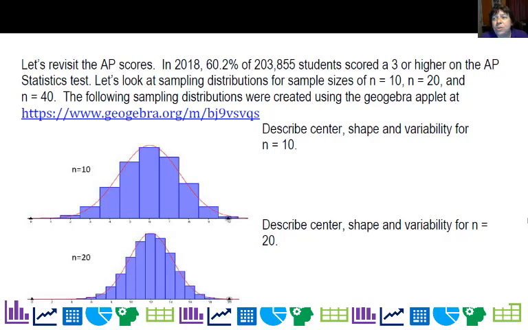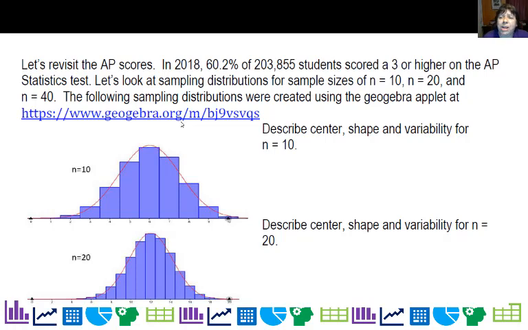So what I'm going to do is pretend like we're going to sample from this population and look at what percentage we would expect to say that they scored a 3 or higher, which is technically passing the AP test. So we'll look at how it would behave for samples of 10, 20, and 40. And if you go to this applet that I have here that's listed on your notes, GeoGebra has a beautiful little binomial distribution applet, and it shows you the shape and everything, very easy to use.